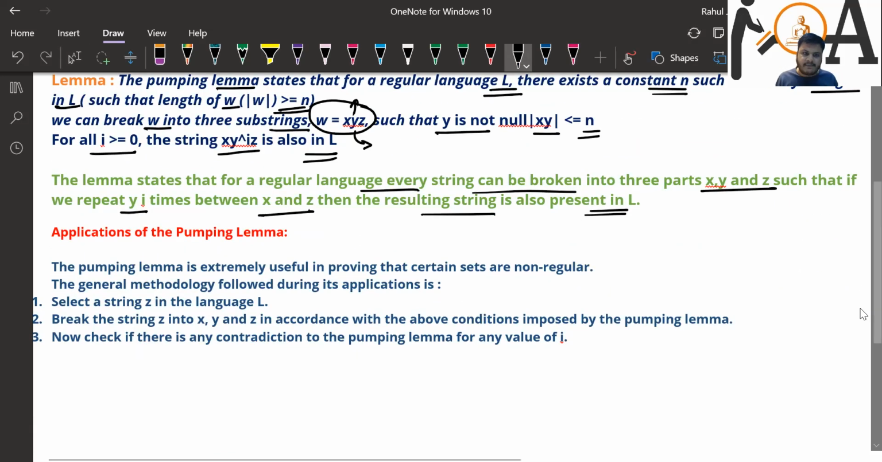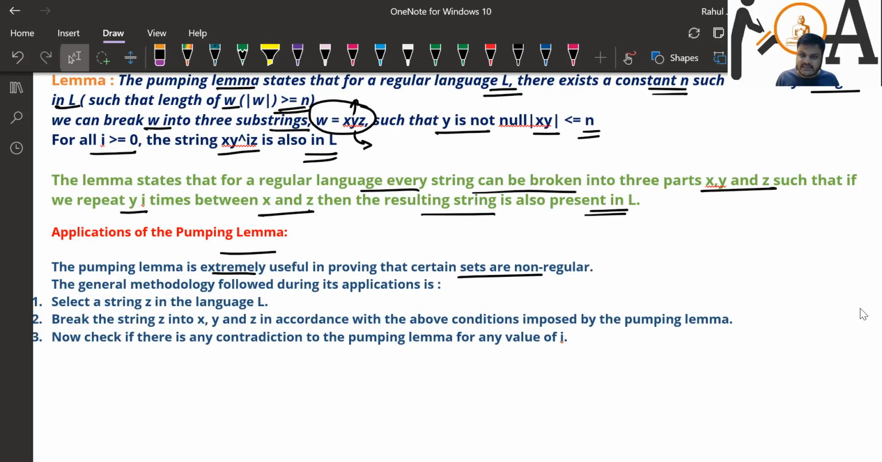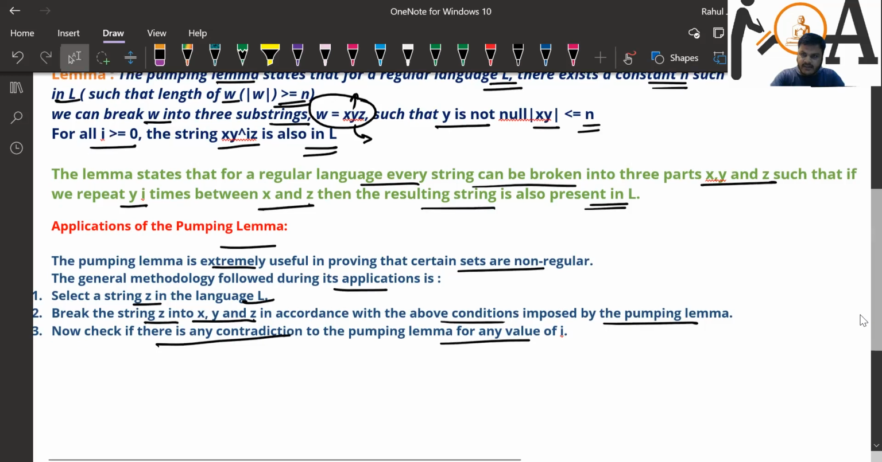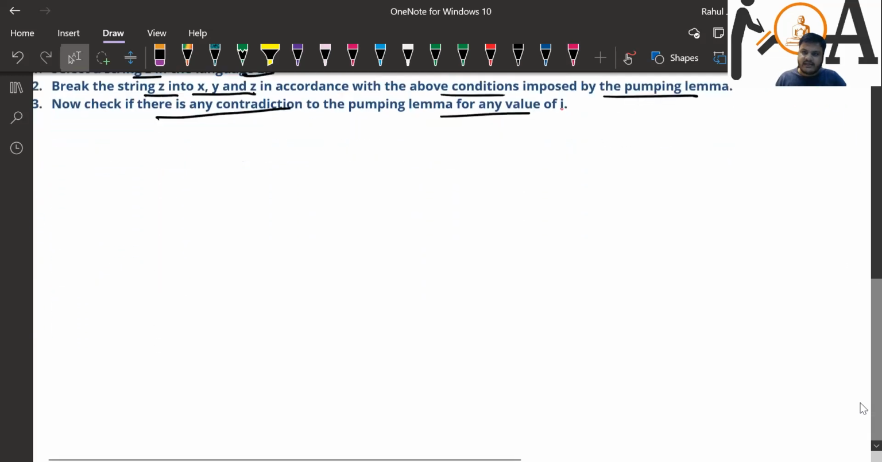But before that, just focus on the applications of the pumping lemma. The pumping lemma is extremely useful in proving that certain sets are non-regular. The general methodology followed during its application is: select a string W in the language L, break the string W into X, Y, and Z in accordance with the conditions imposed by the pumping lemma, and now check if there is a contradiction of the pumping lemma for any value of i. If there is a contradiction, it means that it is non-regular. Okay. So basically, the pumping lemma is a contradiction-based method to prove any non-regular language is non-regular. Now let's take an example.